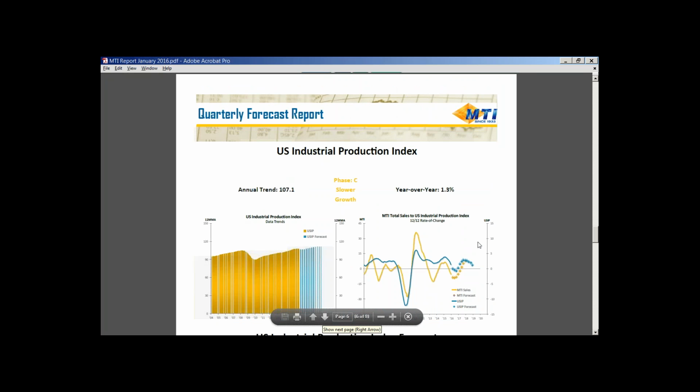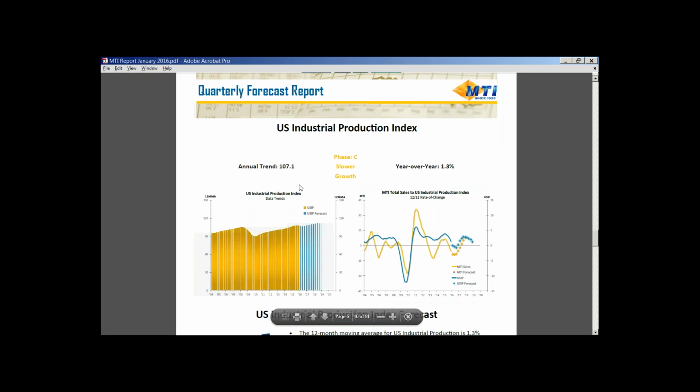The following 2 pages are focused on the leading series that we believe play a large role in driving MTI sales performance. So the first one is U.S. industrial production. You can see again the annual trend for the index at 107.1. It's currently in phase C, slower growth, and is up 1.3% on a year-over-year basis.